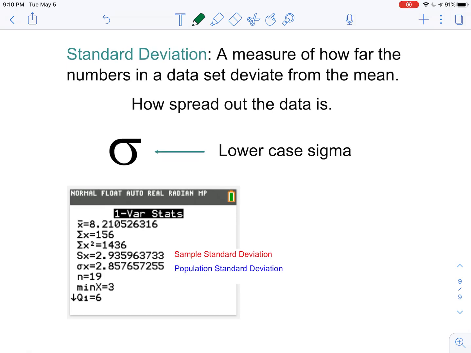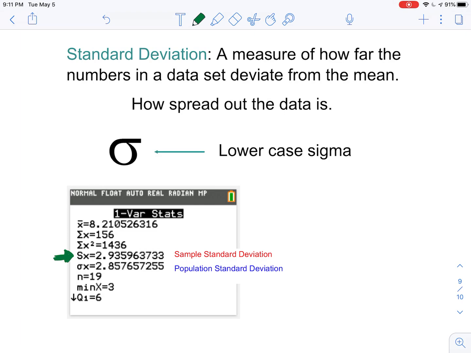Okay, so now what is the standard deviation? Well, it is another measure of spread. It's another measure of how spread out my data is. So specifically, it is a measure of how far the numbers in the data set deviate, right, deviation, from the mean. How different are they from the mean? Are they really spread out from the mean? Are they really closely packed to the mean? Okay, you'll sometimes see lowercase sigma as a symbol for this, but again, we're going to be using the SX in Algebra 1, which is our sample standard deviation.